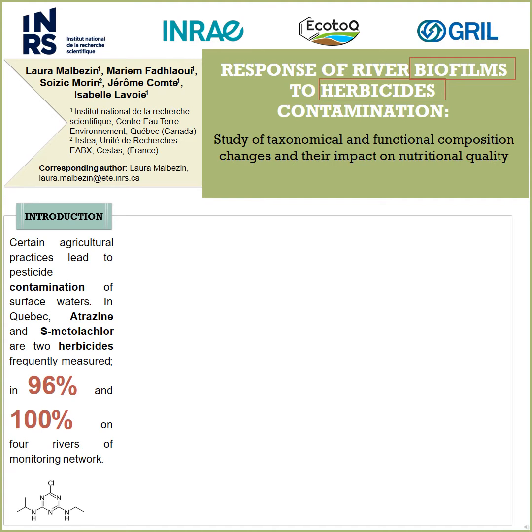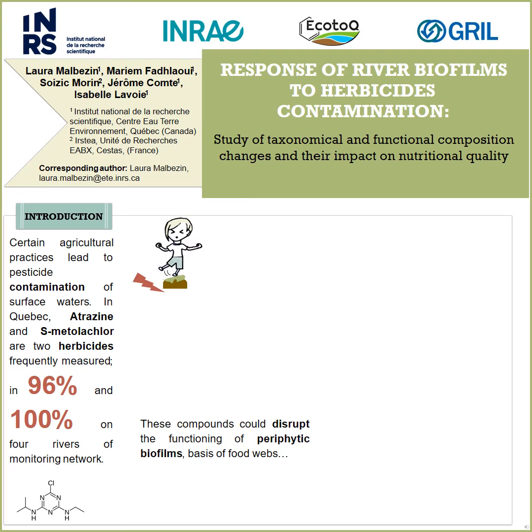If I tell you that in Quebec, almost all of the 4 rivers monitored by the government are contaminated by atrazine and S-metolachlor used in agriculture, a little bit worrying, isn't it? The problem they present is that they could affect the key elements of food webs, such as periphytic biofilms. Like me, you probably already slipped on these biofilms in the river.